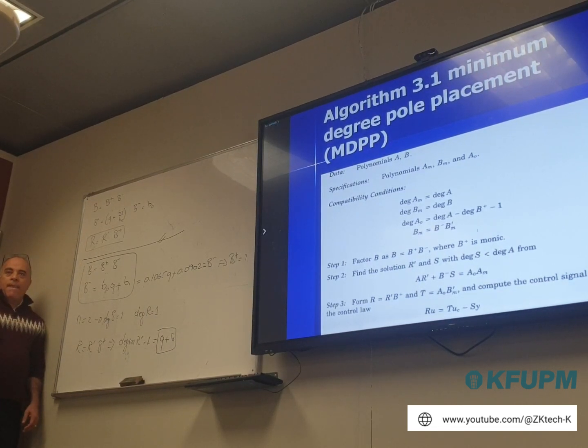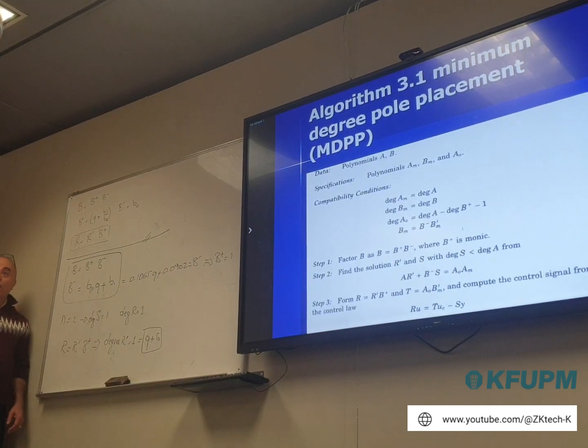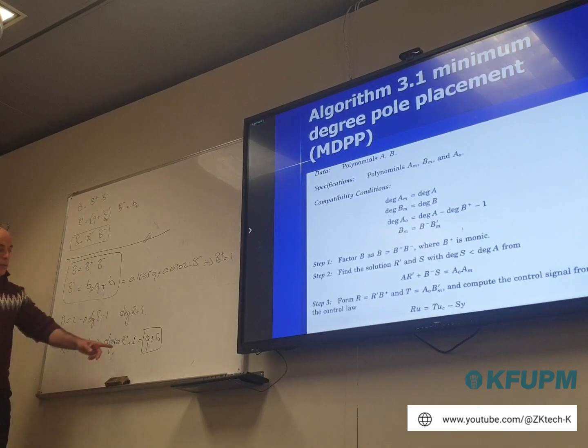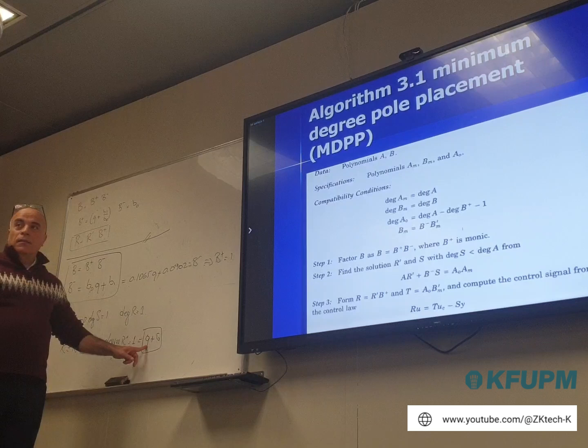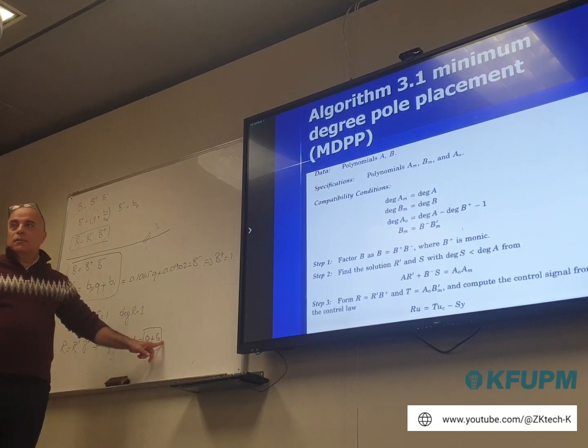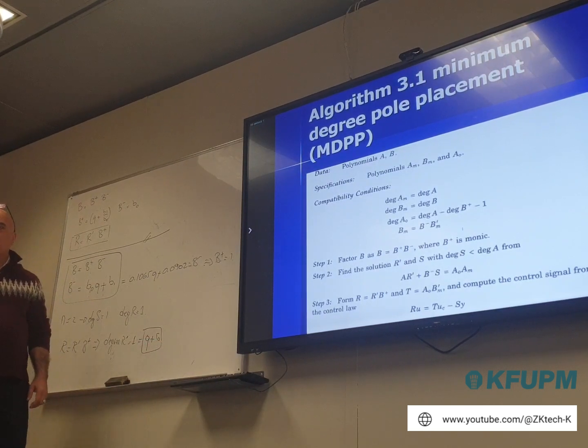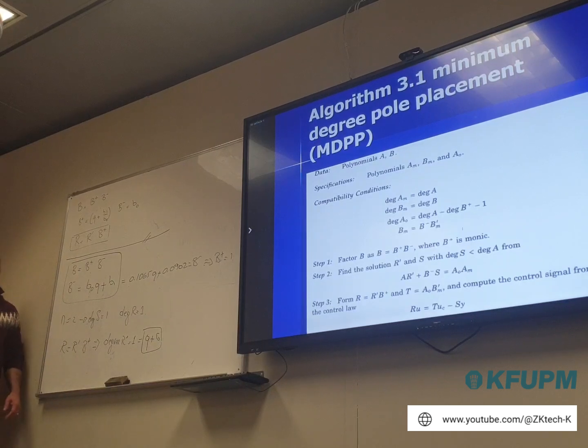So basically what we are saying is that since Q is monic, this means degree of Q is 1. The identification calculation can be time consuming, and the other one is sensitive to B and A. Anybody has a question about this?